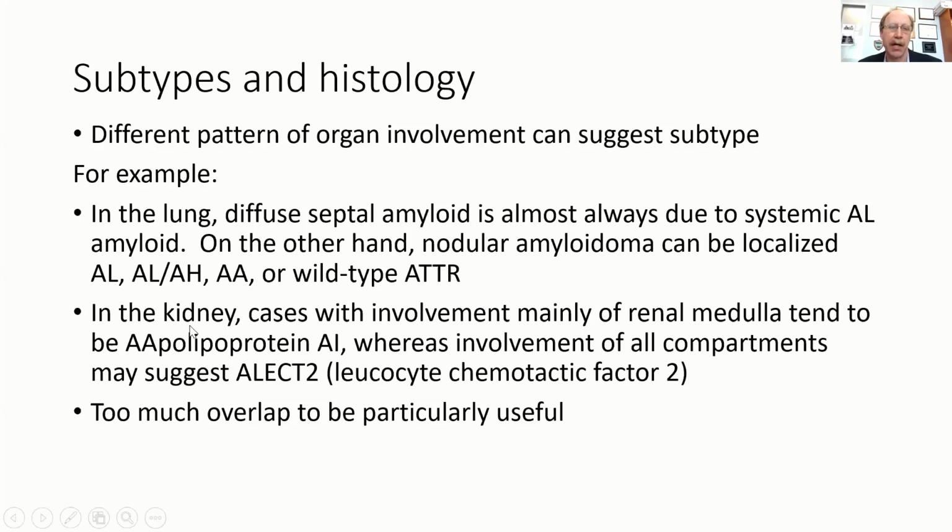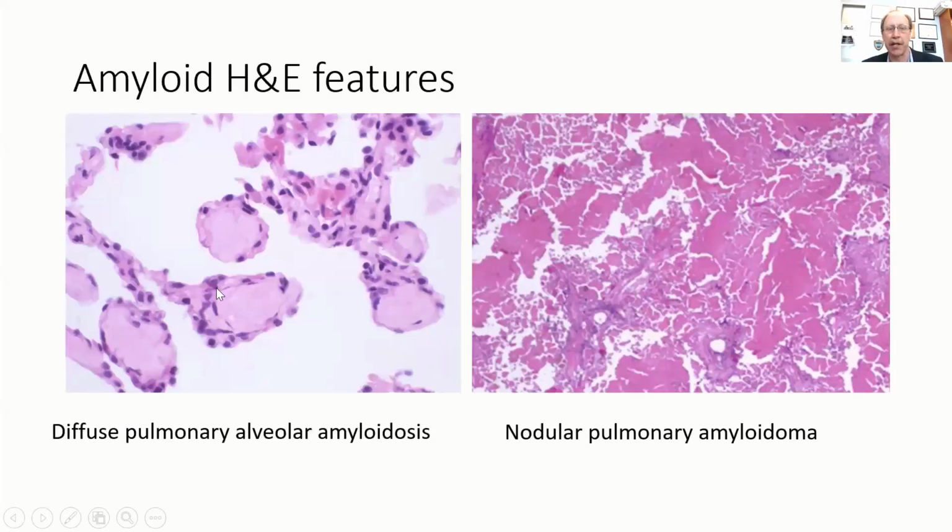And as we just heard, in the kidney, again, there are different patterns of different compartments being involved based on the type of amyloid. Again, there's really too much overlap in most of these to be very useful in terms of saying what exactly is the subtype of amyloid that's present. As I said, here's an example of diffuse septal amyloidosis. You can see the alveolar septae in the lung, and they have these nodular deposits along the septum, and this is highly likely to be AL.